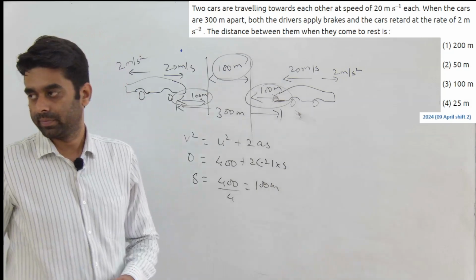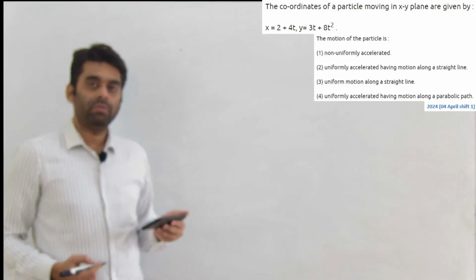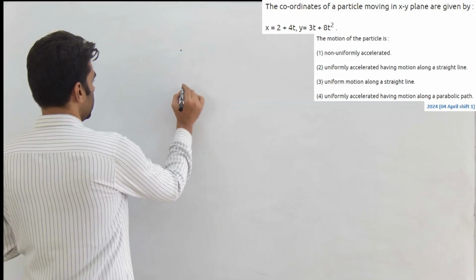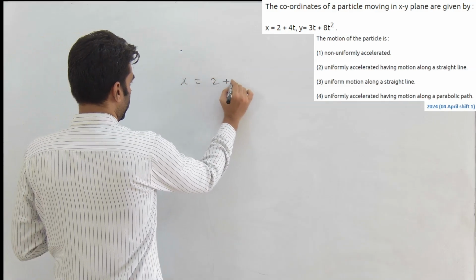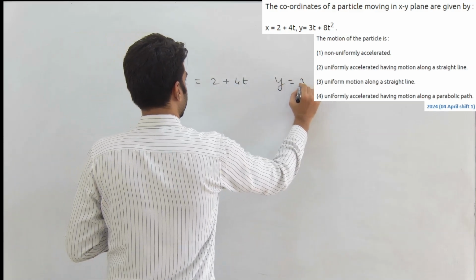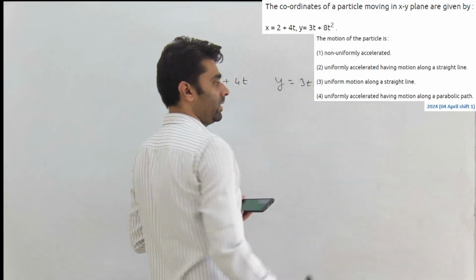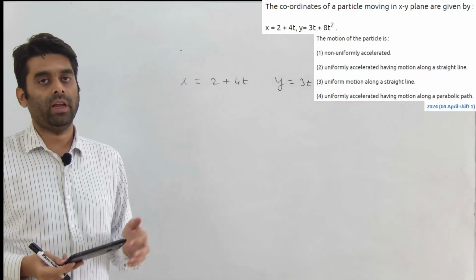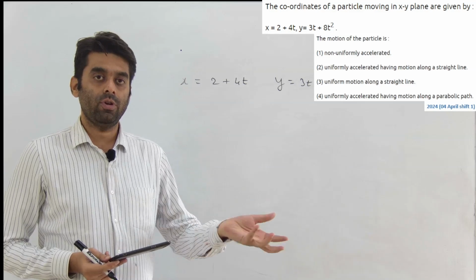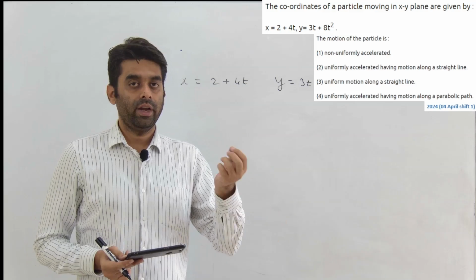Let's move ahead. Yes. So the question that we have is, the coordinates of a particle moving in the xy plane are given by x equals 2 plus 4t and y equals 3t plus 8t square. The x and y coordinates as a function of time t are given, and they are asking what is the type of motion. Is it uniform motion, non-uniform motion? Is it accelerated motion, non-accelerated motion? And what is the path?